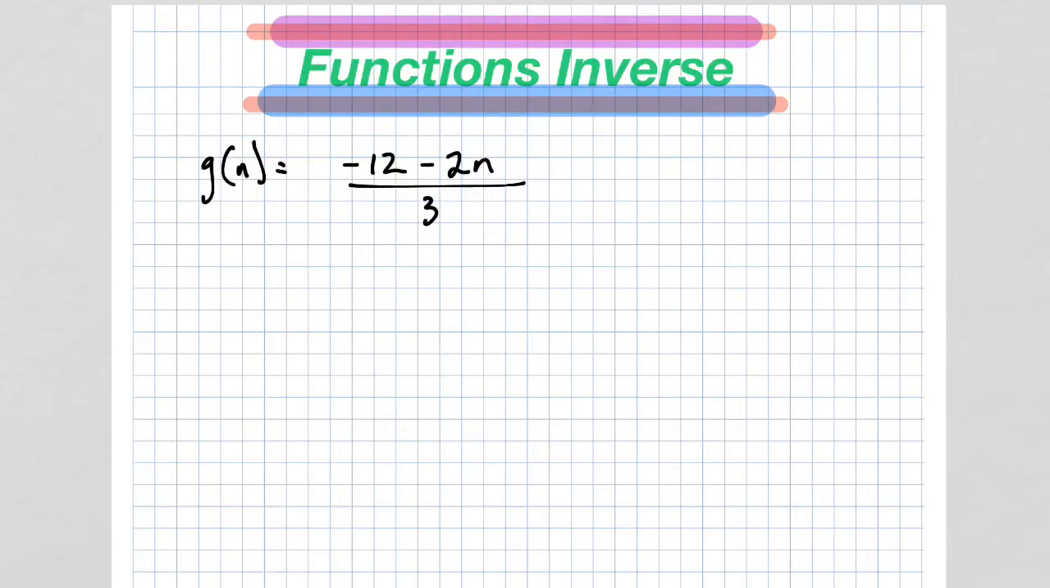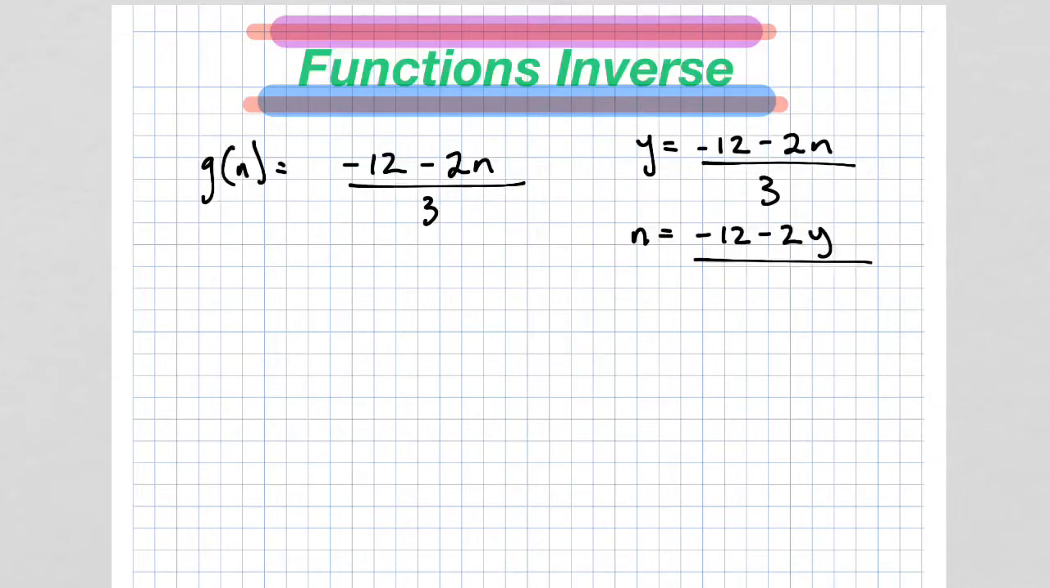All right, let's find the inverse of this function g of n. Step number one, we're going to put it as y equals negative 12 minus 2n over 3. Step number two, we want to switch the y and the n. So now we have n equals negative 12 minus 2y divided by 3.